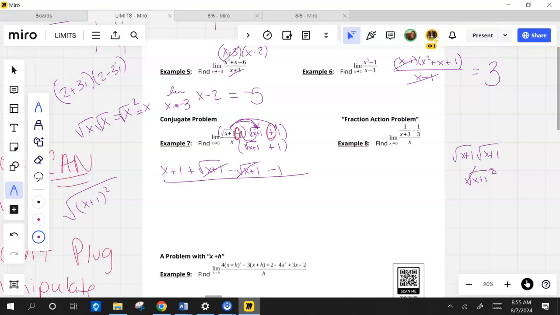Remember, my whole goal is for this to be simplified so far that I could plug in a 0 and get an answer without it being undefined. The ones are going to be gone too. All right, if the ones are gone also, look what my fraction becomes. I've got x over x times the square root of x plus 1, plus x. Can I simplify? Yes, all the x's are gone.